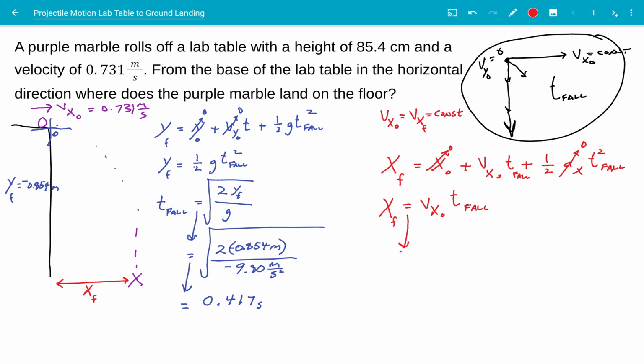And since the velocity hasn't changed, we put 0.731 meters per second times the time, 0.417 seconds. And that's going to equal 0.305 meters, or 30.5 centimeters from the base.